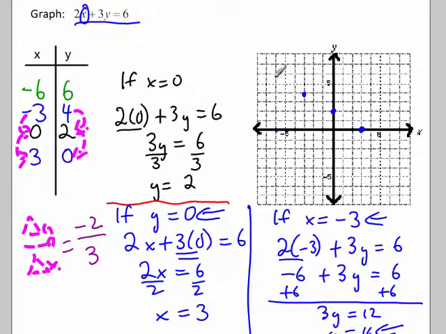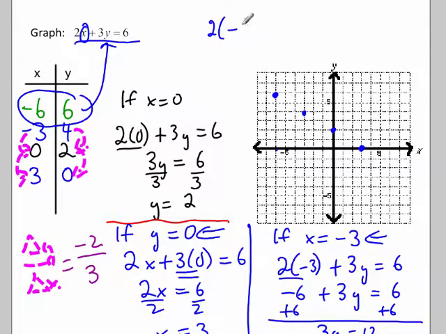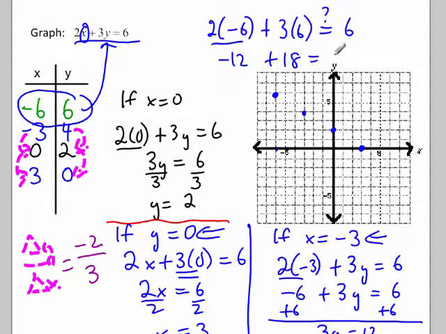And let's put that on the graph. Just to confirm, this point should work in that equation. Let's just check that it does. If x is -6, 2 times -6 plus 3 times 6, question mark, does that equal 6? Multiplying, -12 plus 18, yes, that does equal 6. So that point is on the graph. And to show that all points along this pattern work in this equation, we join the pattern with a solid line, arrows on the end to show the pattern goes on in both directions.